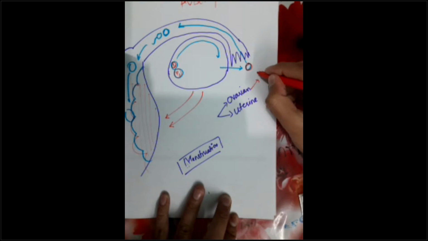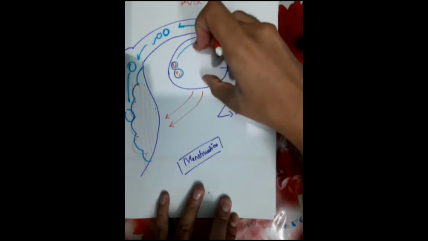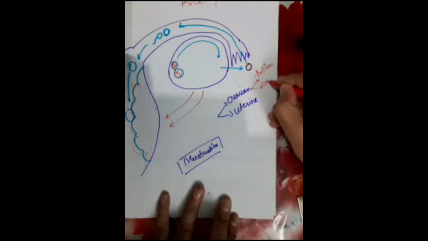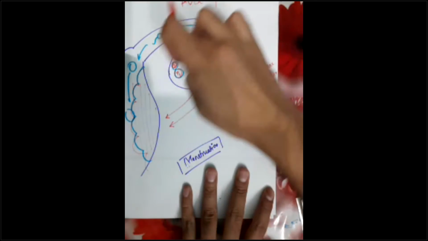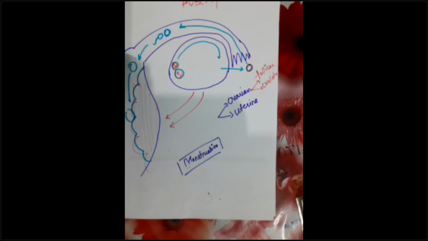This is known as the follicular phase, where the follicles have to first proliferate. After the follicles have proliferated, the ovum will be released out. This process is known as the ovulatory phase, guys. So how many phases do I have in my ovary? The follicular phase and the ovulatory phase, guys. Do I have these two phases?